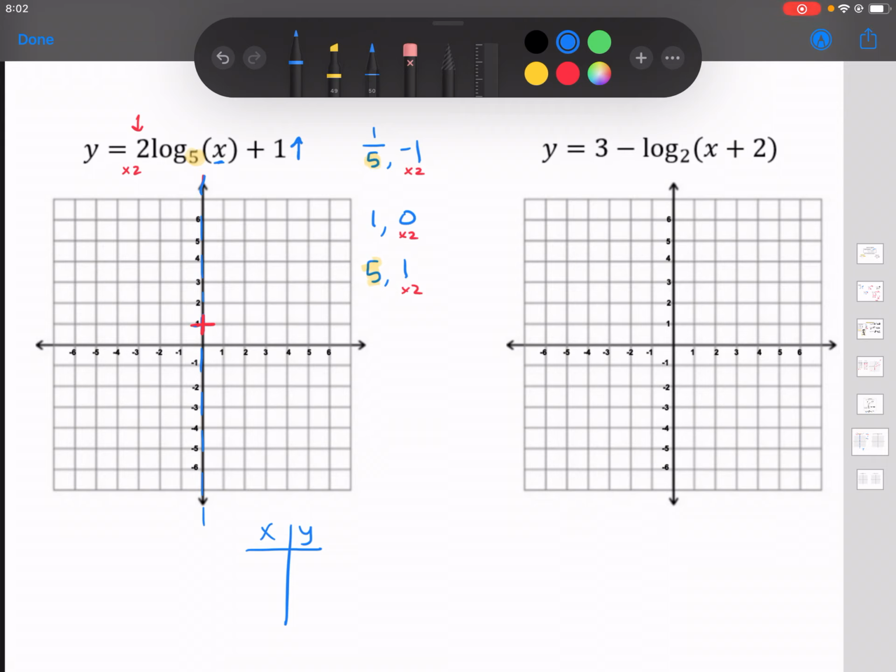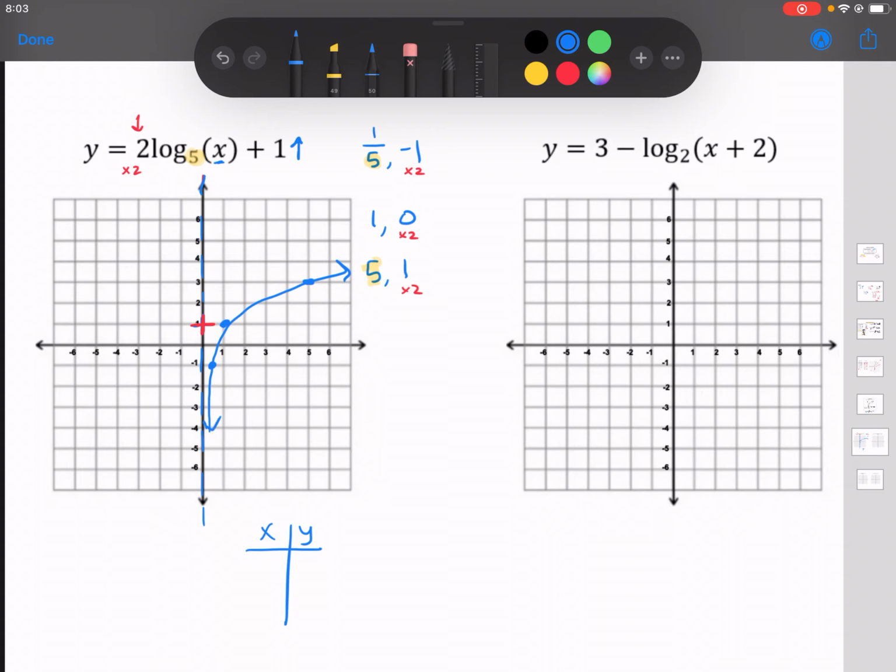But let me go ahead and do key points really quick. So I get 1/5 down 1, so that's right here. I get, or down 2, sorry, because we multiplied by 2. There we go, fix that. We still get (1, 0). I go back to the cross and I have 5 over 5 up 2, since we multiplied by 2. And I go ahead and draw my shape.